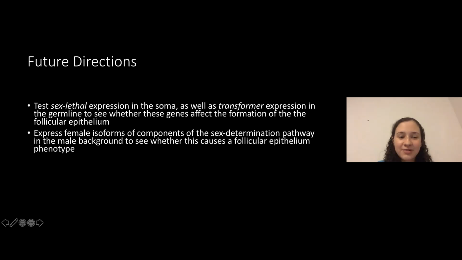I also want to express female isoforms of components of the sex determination pathway in the male background and see whether this causes a follicular epithelium phenotype. That would be interesting, because it would basically be the opposite of what I'm doing now, where I'm knocking out female things and seeing if I can take away the female follicular epithelium. I would start putting female things into males and see if I could make it happen.